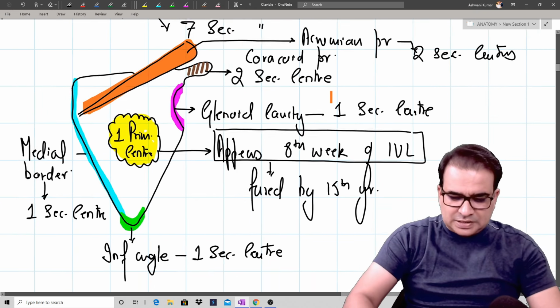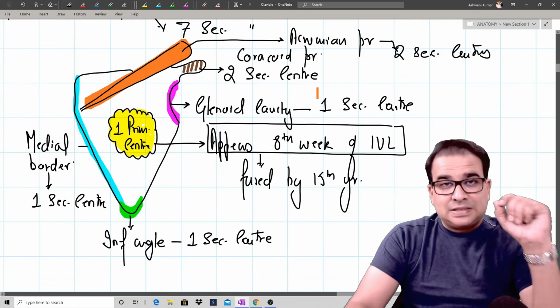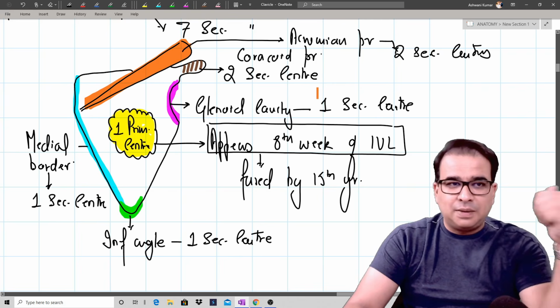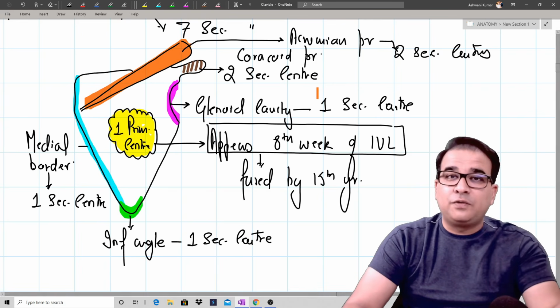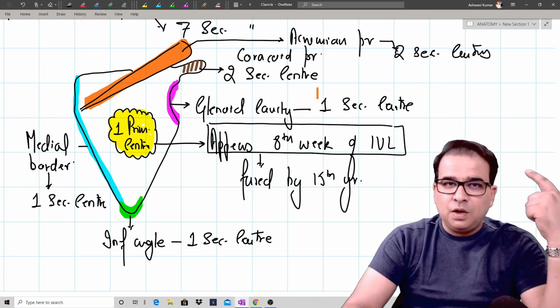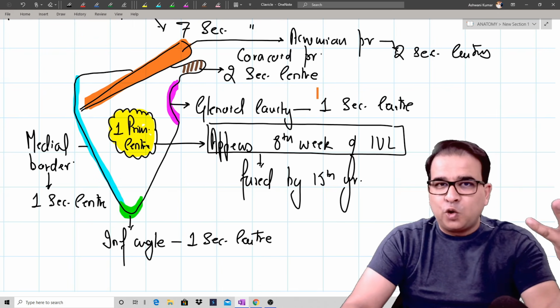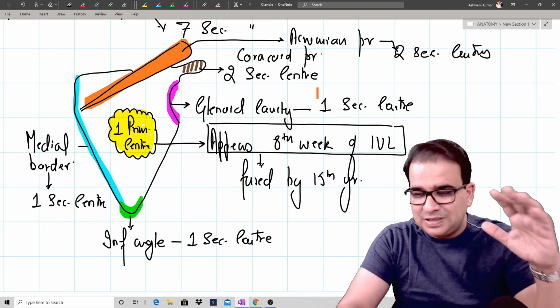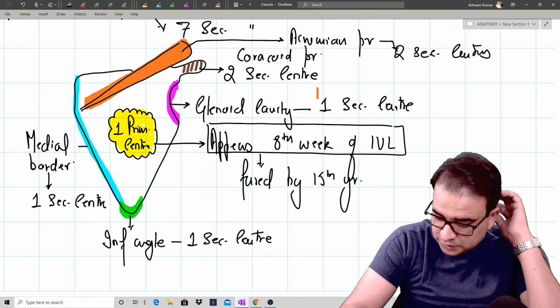Right, so that justified the fact when we said we have 7 secondary centers of ossification. They might ask this question, those centers are for what part of the scapula? 1 for medial border, 1 for inferior angle, 1 for glenoid cavity, 2 for coracoid process, and 2 for acromion process. So these are the 7 centers of ossification.